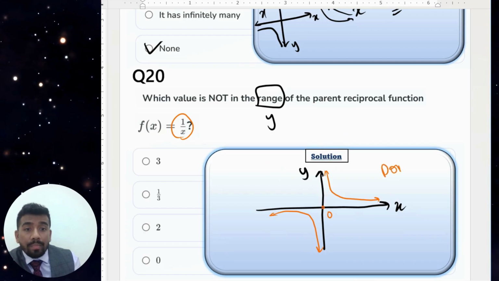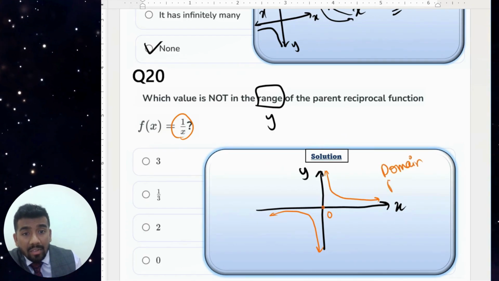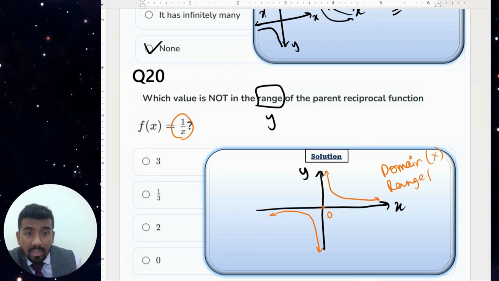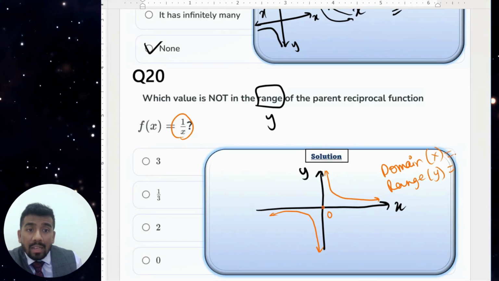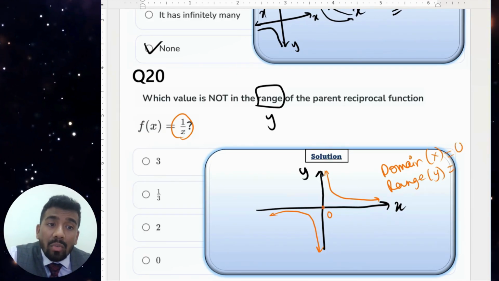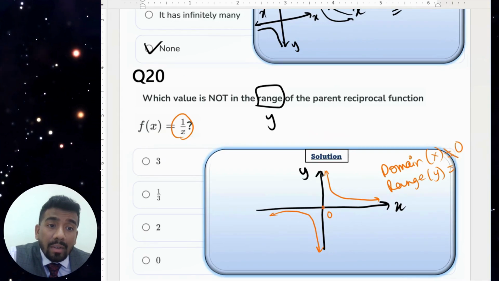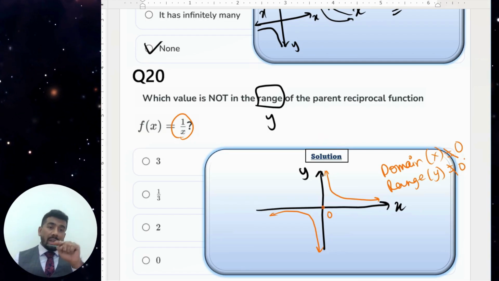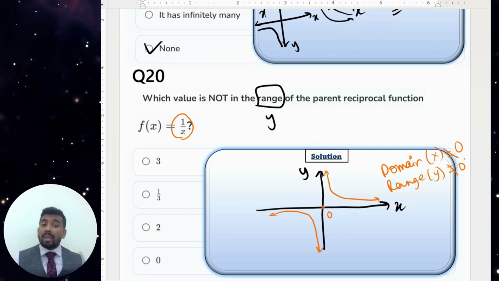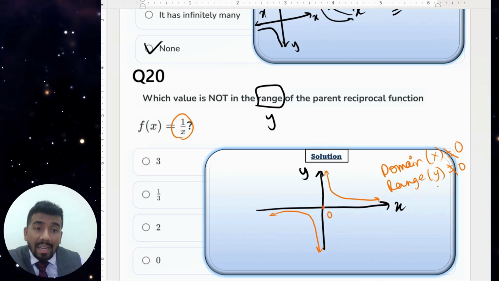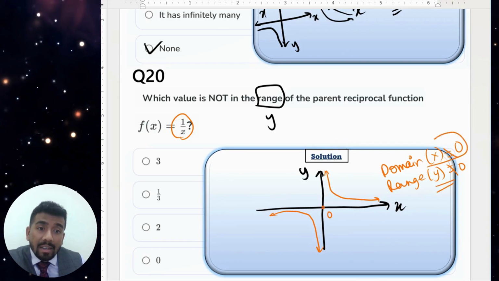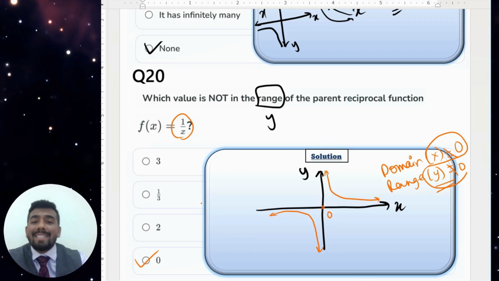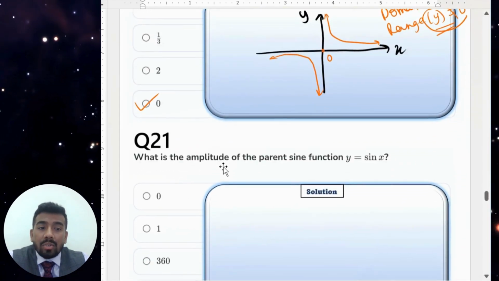So in domain and in range, domain means your x and range is your y. In both of the values, 0 will never be included. Okay, I put two lines and a slash means not equal. So in the range and in the domain, both of the areas, the 0 will not be included. So what's the answer which is not included? 0. Okay, let's go to the next one.